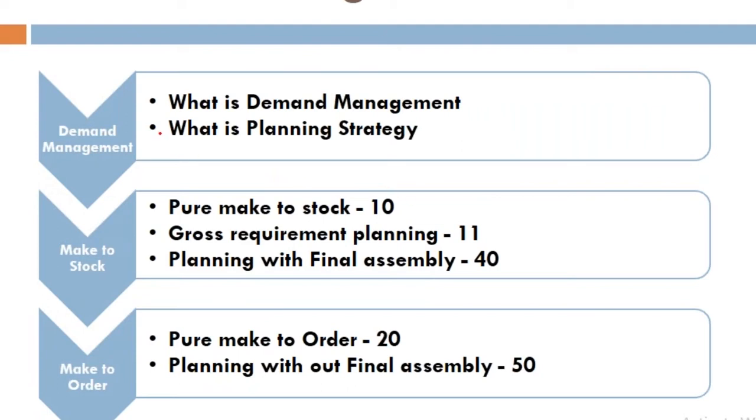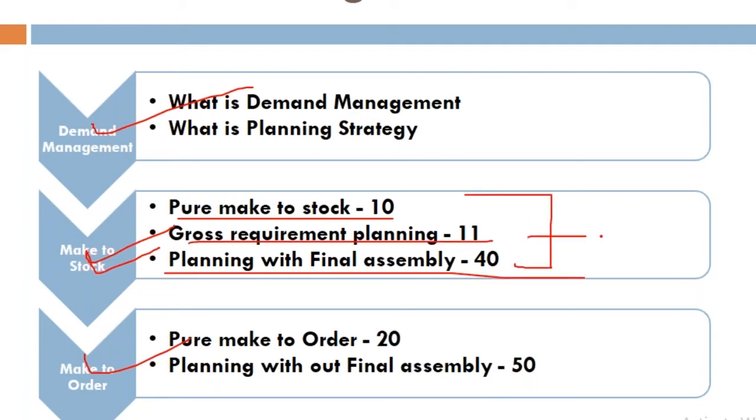If you are going to manufacture your product only based on forecast, it is called MTS, make to stock. And if you are manufacturing your product only based on customer orders, it is called MTO, make to order. So that is how you are going to manage your demand. So we will understand here what is demand management.